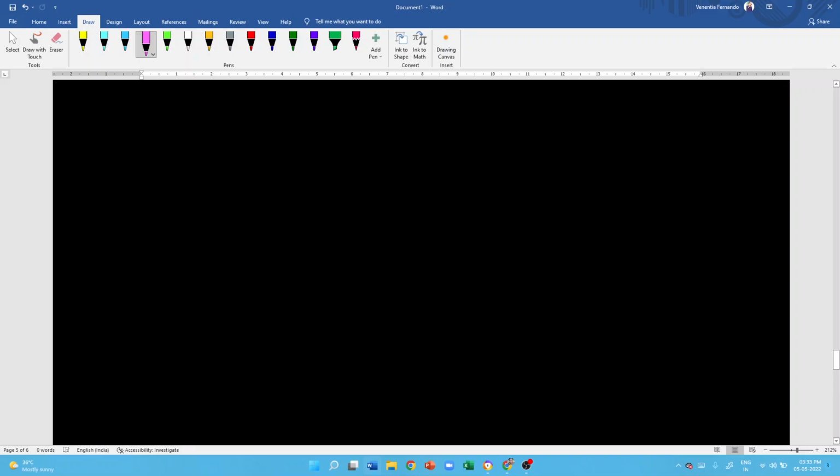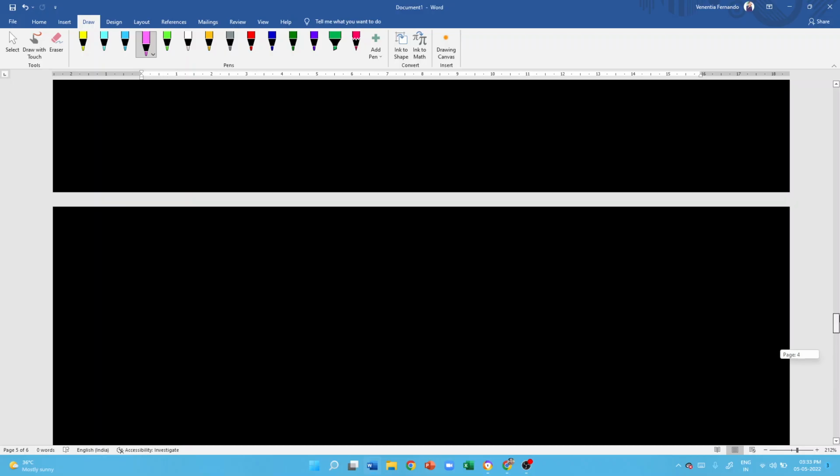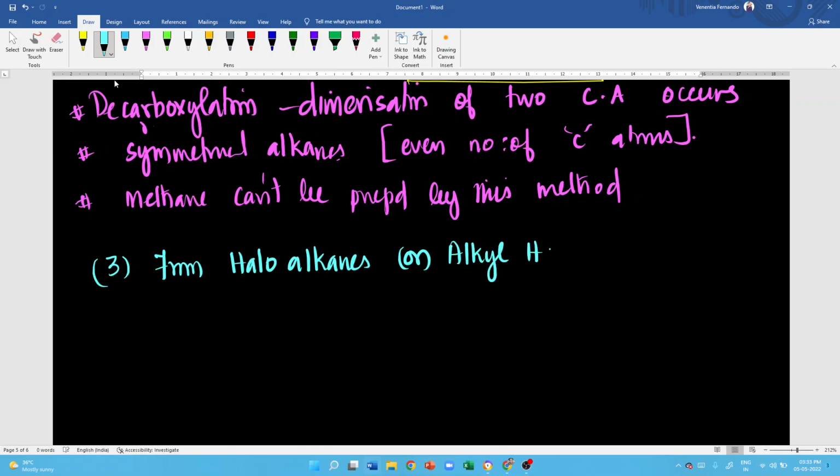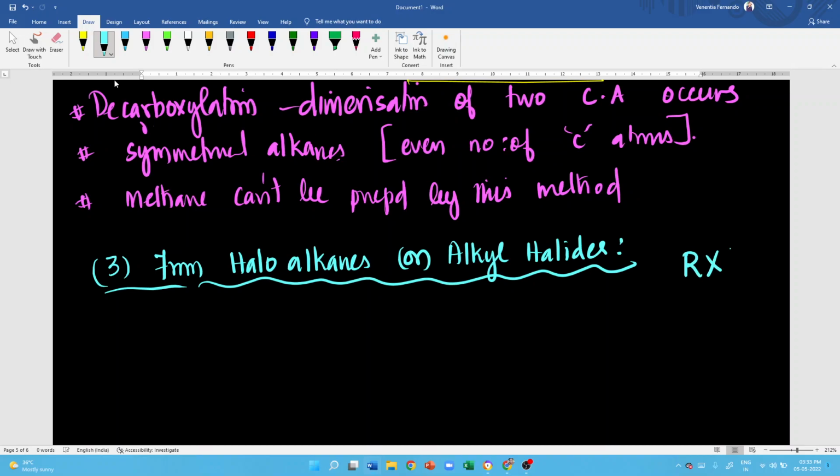The next I am moving to the third preparation. That is preparation from haloalkanes. The other name for haloalkanes is alkyl halides. Halo means halogen. Alkane, alkyl group. The symbol for the alkyl group is R. Halide, so RX. This is the general formula for haloalkanes. Under this, we are going to learn three processes. The first one is reduction with nascent hydrogen.